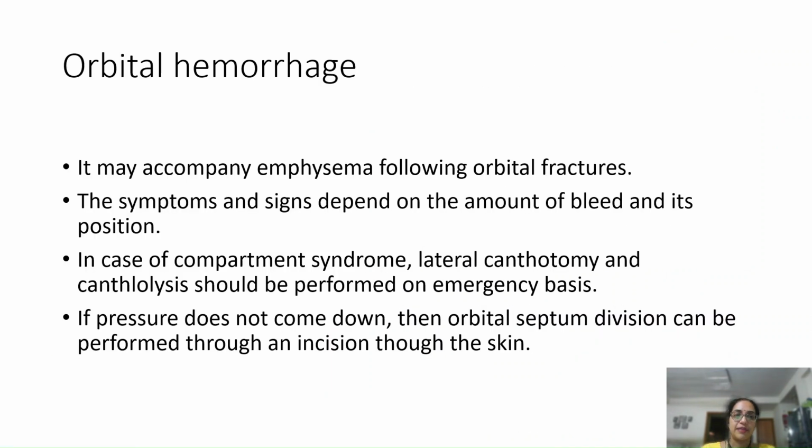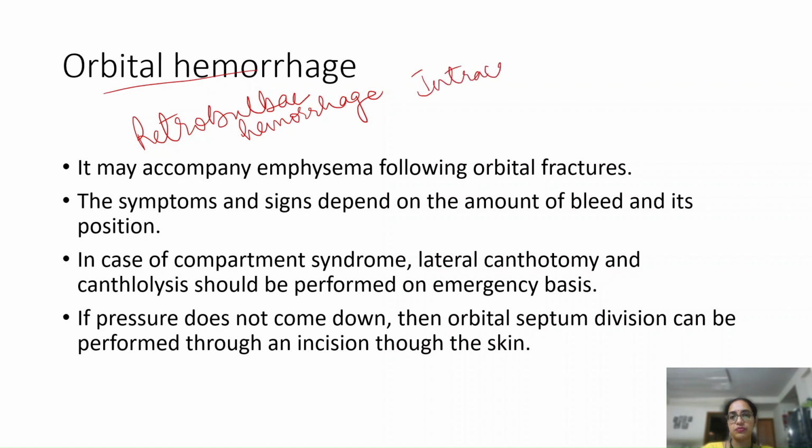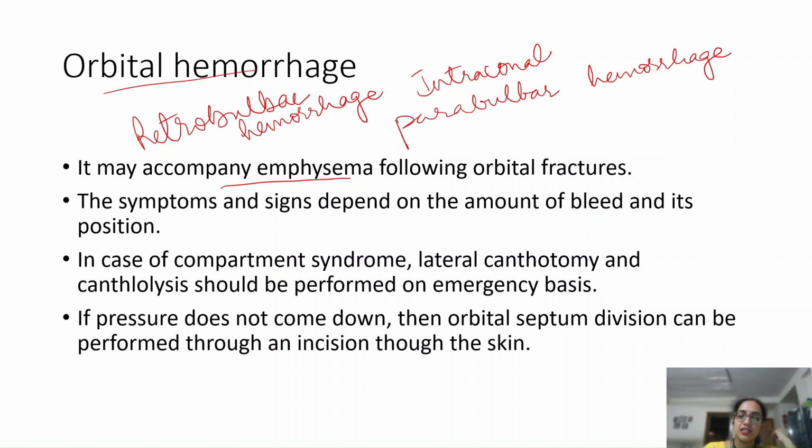Now let's move on to orbital hemorrhage. We can also call it retrobulbar hemorrhage. So when we say retrobulbar hemorrhage, we are sticking to mostly the hemorrhage that is present within the intraconal space. So if it is parabulbar, it is present in the parabulbar space. So parabulbar hemorrhage and retrobulbar hemorrhage together, we can group it under orbital hemorrhage. So usually there is a history of trauma and there might be orbital fractures. There may be accompanying emphysema.